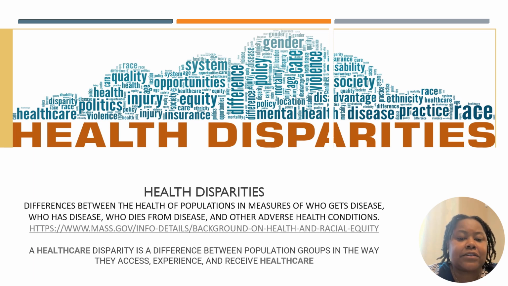For our first definition, we have health disparities. So health disparities are differences between the health of populations and measures of who gets the disease, who has a disease, who dies from the disease, and who experiences complications from the disease. So it's important to understand that there's a difference between health and healthcare disparities. Healthcare disparities are really looking at the differences in how people access healthcare, experience, or receive healthcare. So, for example, someone who lives in a rural area may experience a difference in how they access care compared to someone who's living in a city.